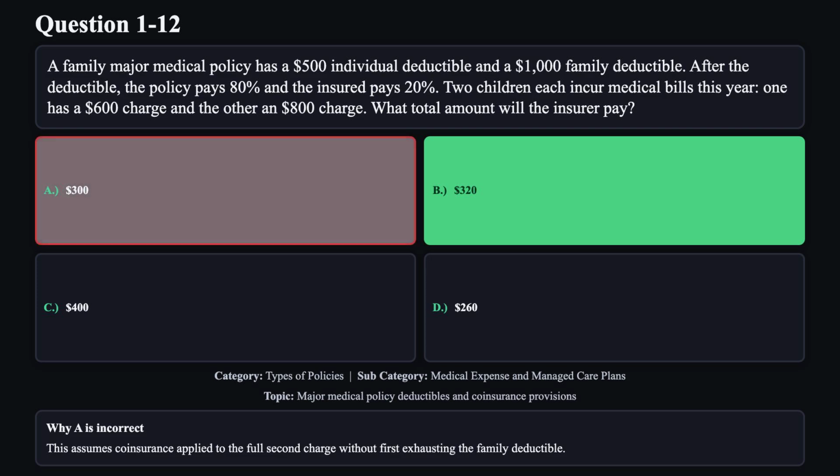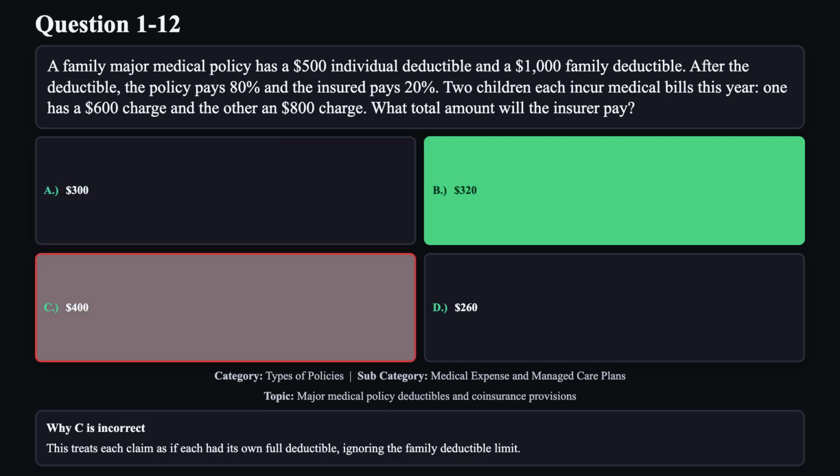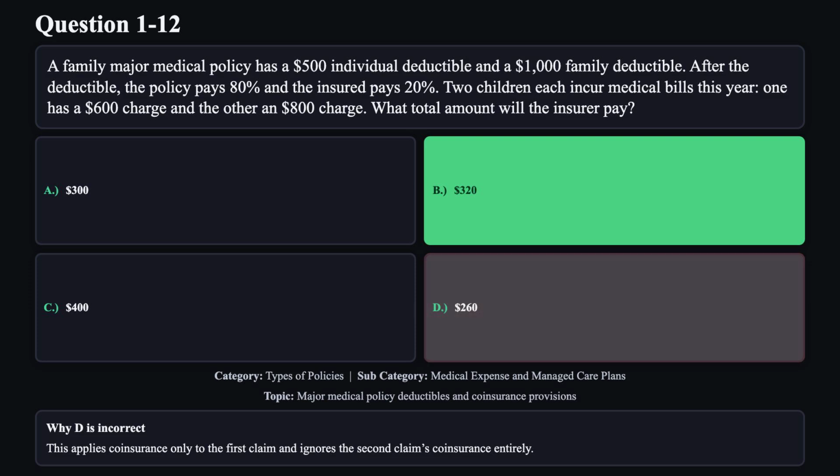Reason A is not correct. This assumes coinsurance applied to the full second charge without first exhausting the family deductible. Reason C is not correct. This treats each claim as if each had its own full deductible, ignoring the family deductible limit. Reason D is not correct. This applies coinsurance only to the first claim and ignores the second claim's coinsurance entirely.